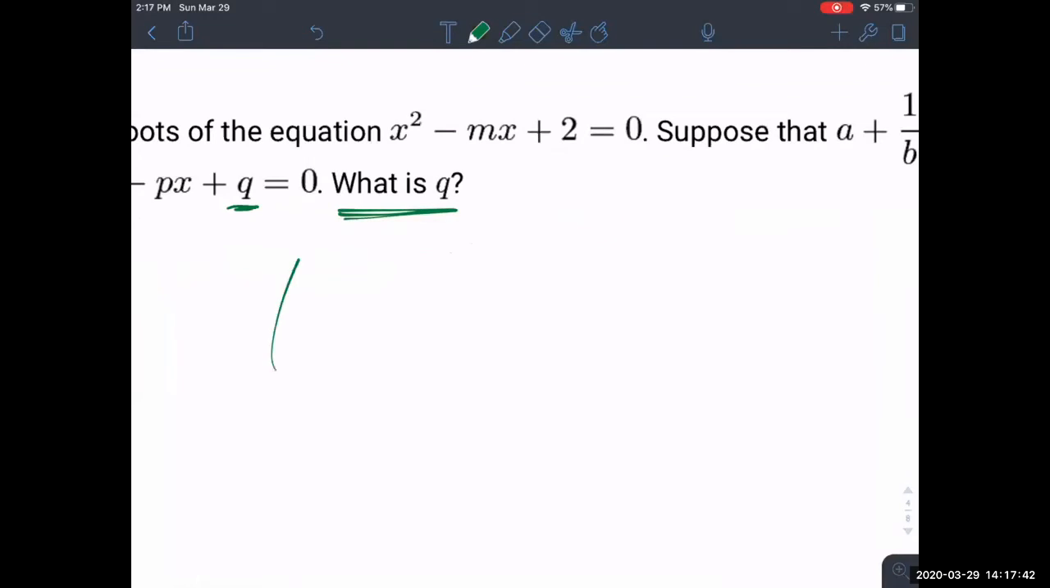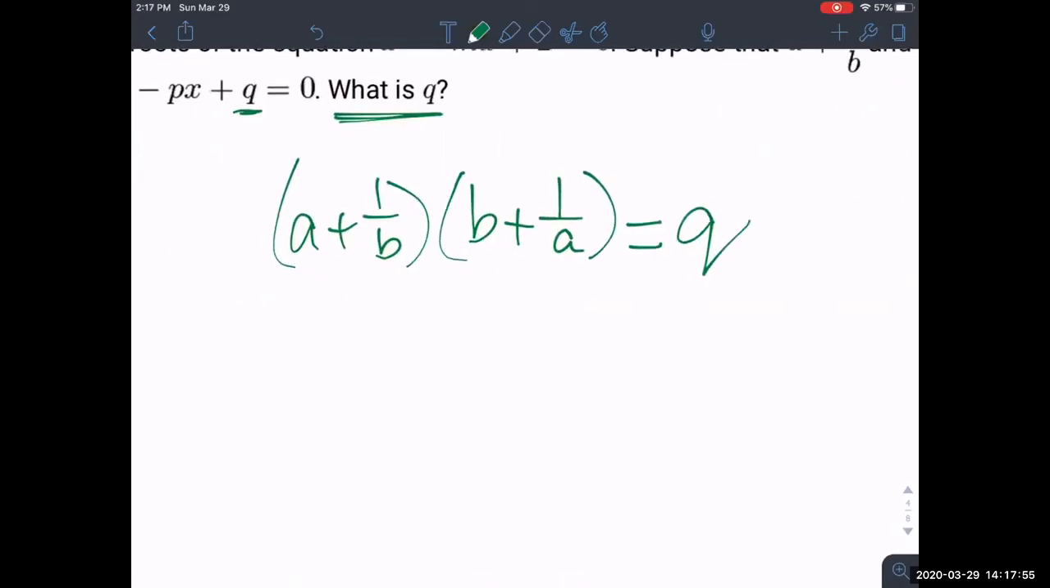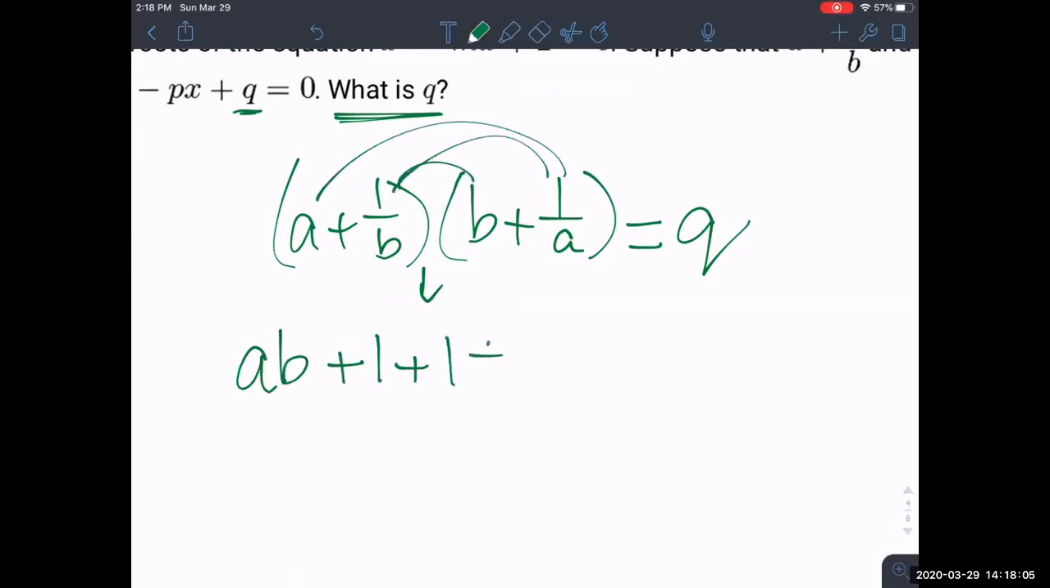So we know that (a plus 1 over b) times (b plus 1 over a) is going to be equal to q. Nice. And now let's go ahead and expand this side. So we have ab plus 1 plus another 1 plus 1 over ab is equal to q.